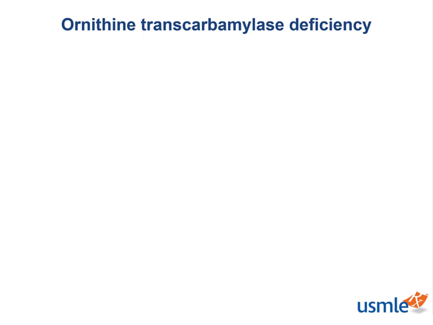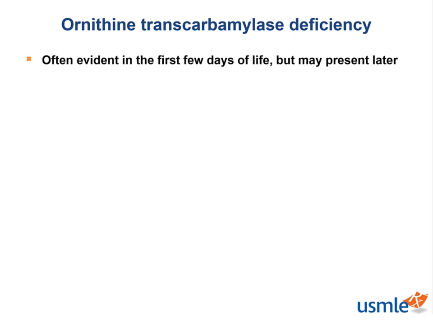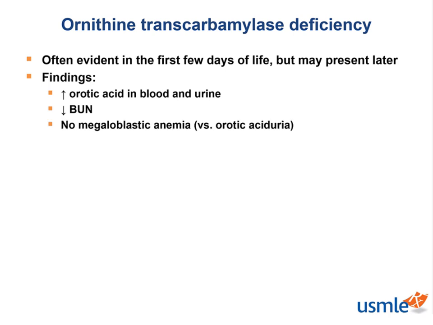Okay, so how is someone with ornithine transcarbamylase deficiency going to present clinically? The condition is often evident in the first few days of life, but may present later. With blood work, we would see increased orotic acid in the blood and urine. We'd also have a decreased BUN and no megaloblastic anemia, which is important so that we can compare it to orotic aciduria. Now, clinically, a patient would present with symptoms of hyperammonemia.